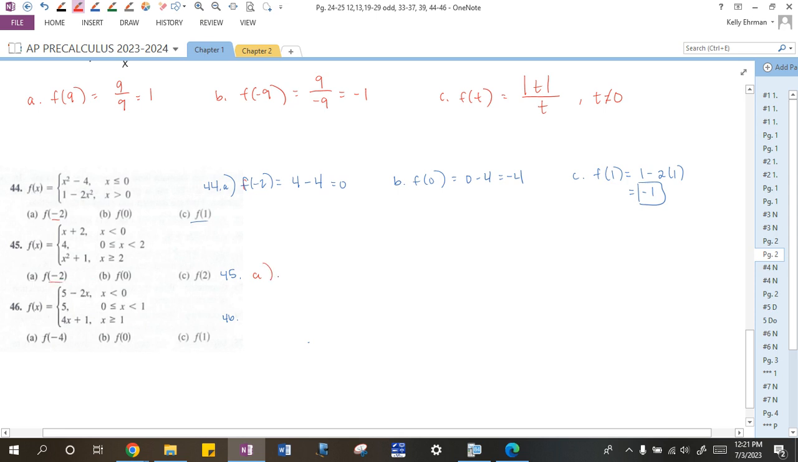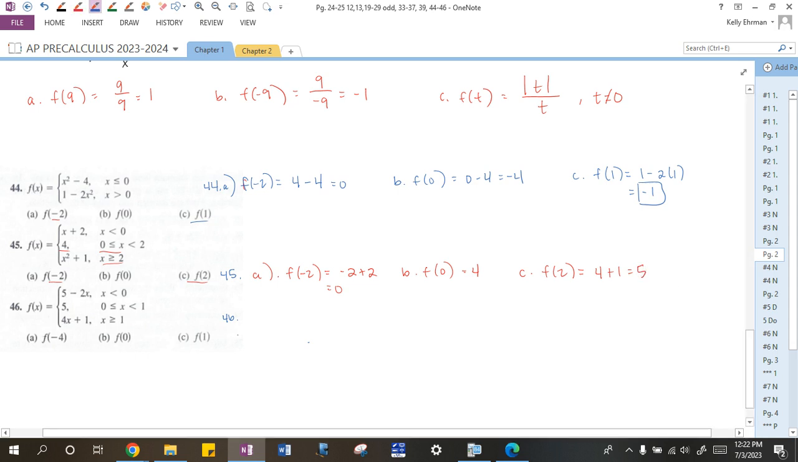45a, f of negative 2. Negative 2 is a value that's less than 0. So f of negative 2 is equal to negative 2 plus 2. That's 0. F of 0 falls into the middle category. The answer is just 4. And f of 2 falls into the last category. 2 squared plus 1 is 5.